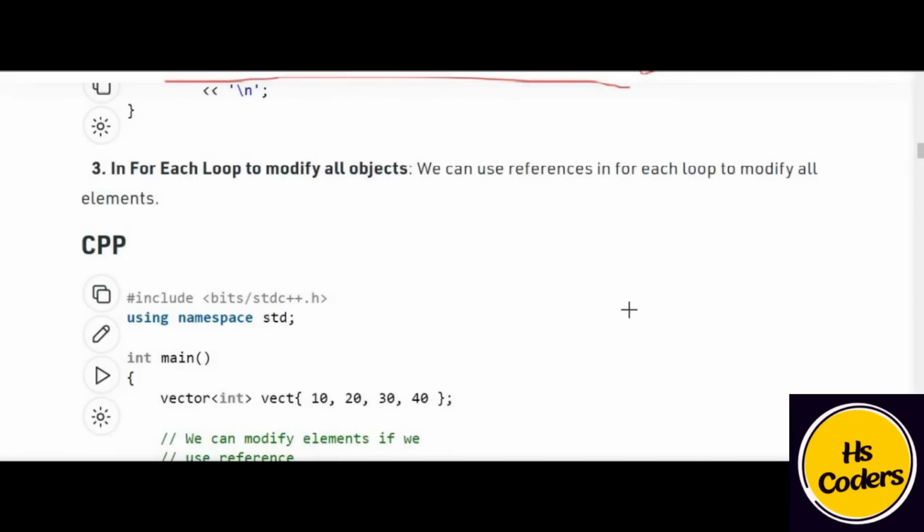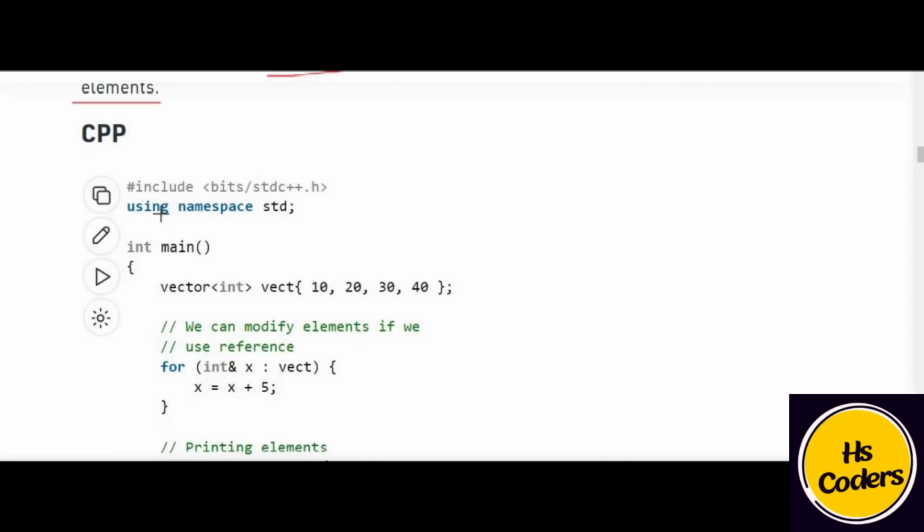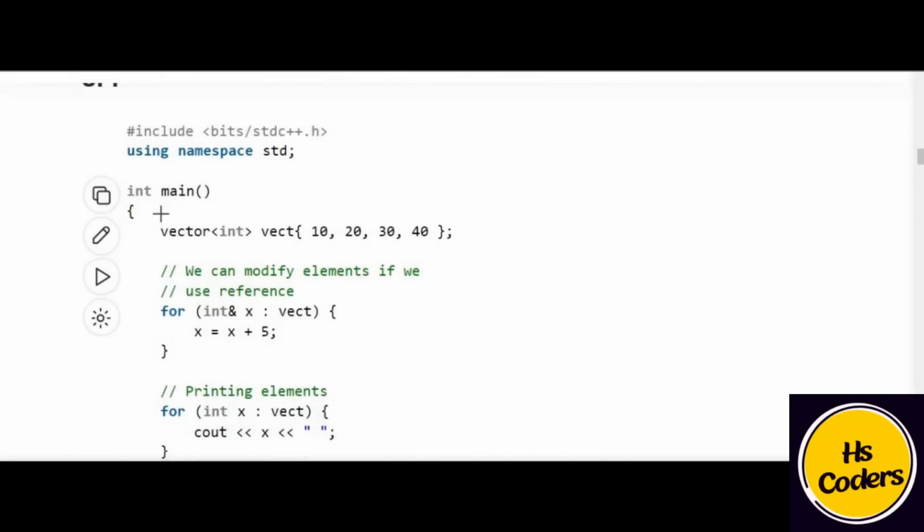And third, we can use this in for each loop to modify all the objects. We can use reference in for each loop to modify all the elements. Let's take a look at the example.